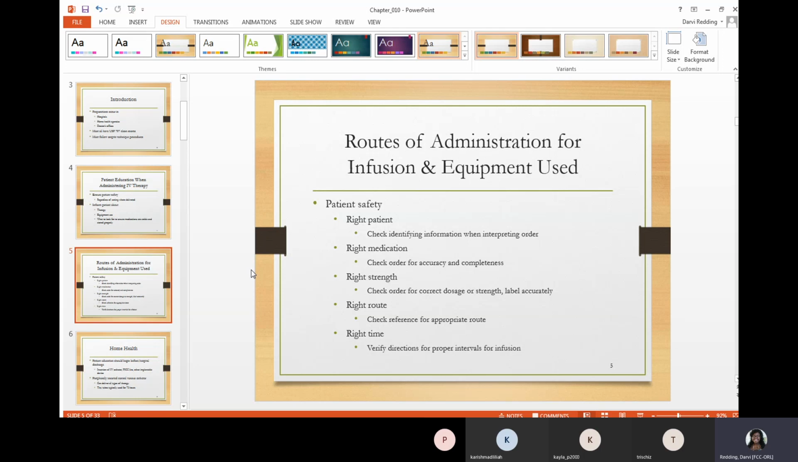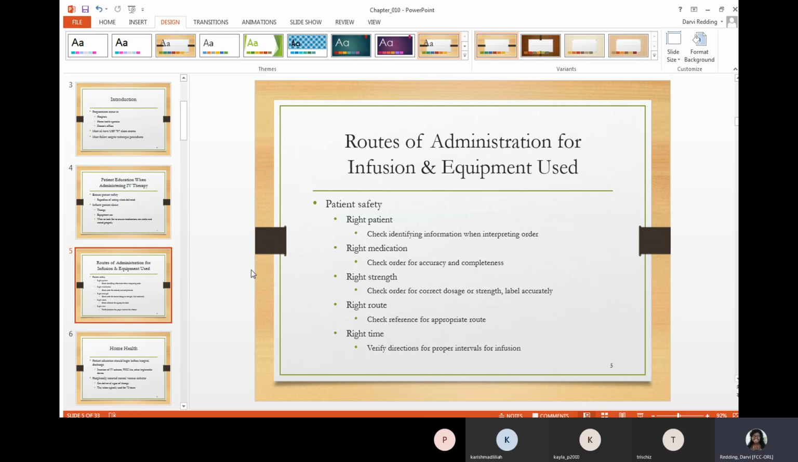Another way of checking patient safety is making sure it's the right strength of the medication. 5 milligrams might look familiar to 50 milligrams, or there's a difference between 5 milligrams and 5 micrograms. So you always want to make sure that you're choosing the correct strength. So you'll check the order for the correct dosage or the strength, and make sure that the label is accurate. Now, when it comes to checking to make sure it's the right route, you're going to look at the directions based on what the prescriber has ordered. So we know that there are different routes. Something can be taken orally, something can be taken intravenously, or should I say parenterally, if it's something that's going to be injected.